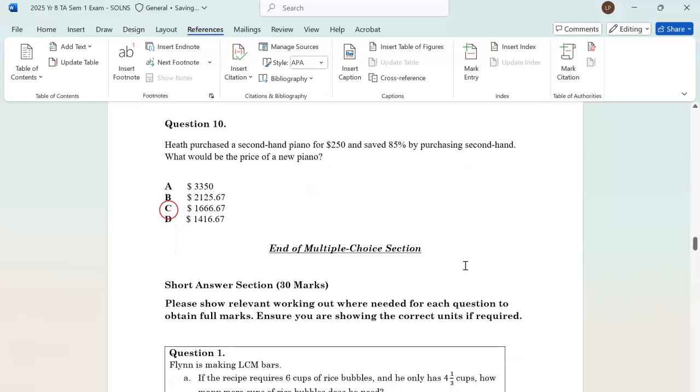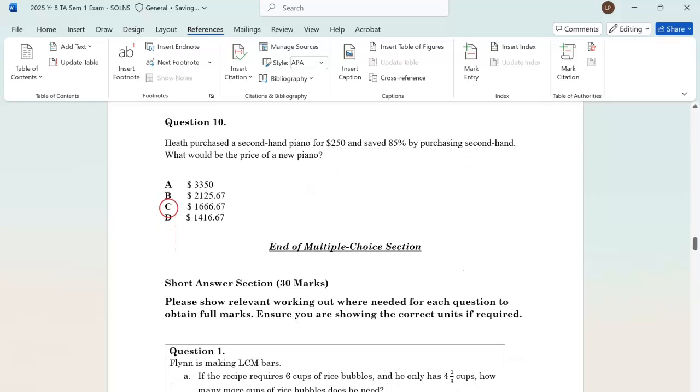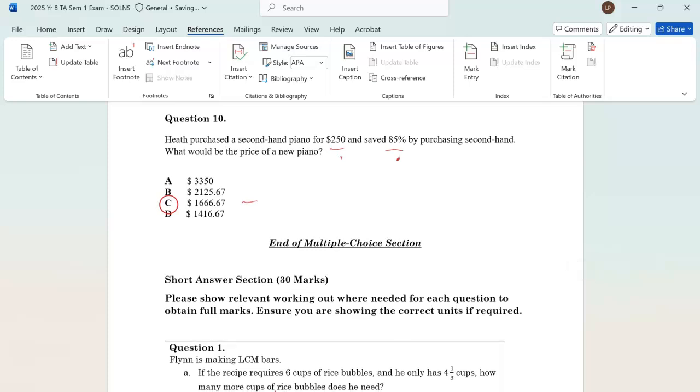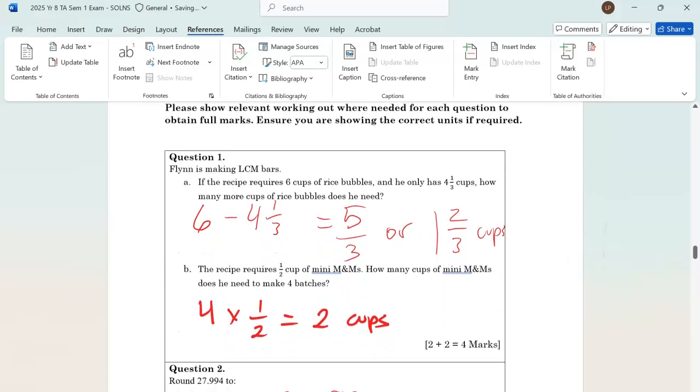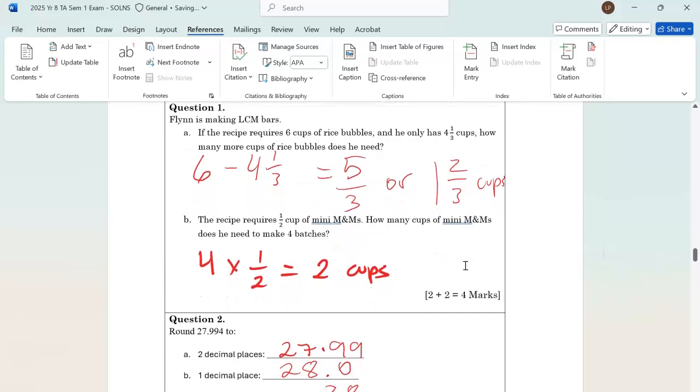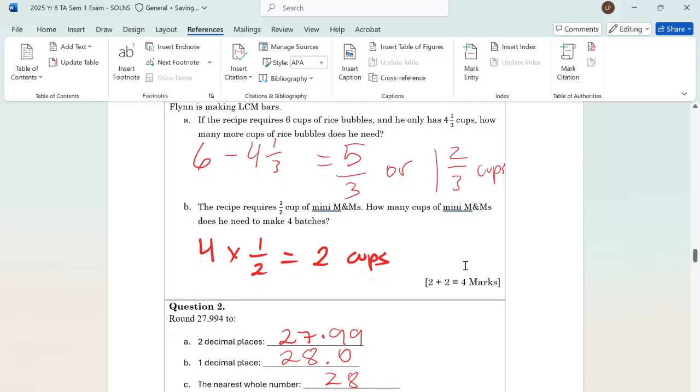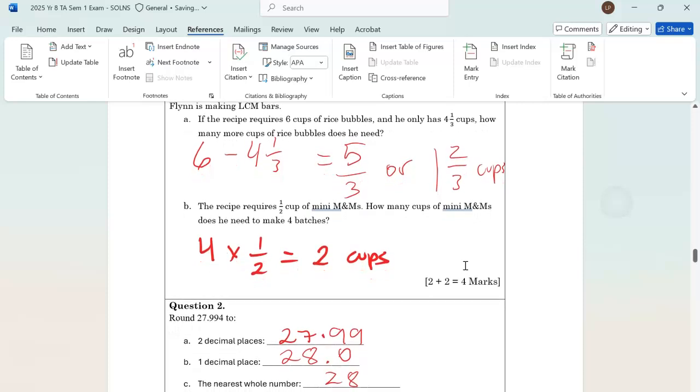Heath purchased a second-hand piano for $250 and saved 85%. If you divide both sides by 85, that'll give you 1%. You divide this by 85 and this by 85, that'll give you 1 unit, and you multiply it by 100 and you get 1,666.